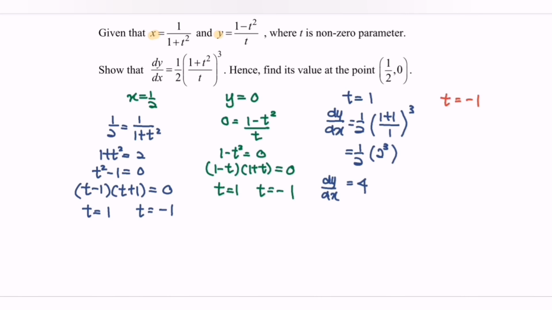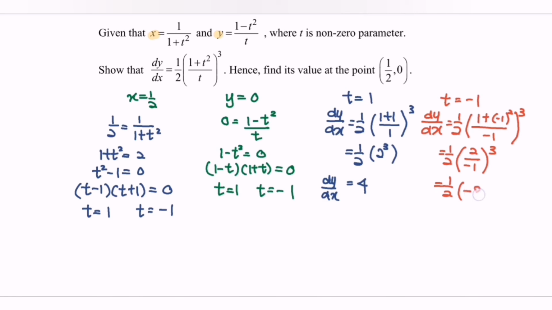For the case where t is equal to negative 1, the first derivative will be 1 over 2 times (1 plus (negative 1) squared) over (negative 1) to the power of 3. So we will have 1 over 2 times 2 over negative 1 to the power of 3, which is 1 over 2 times negative 8. So finally, the first derivative value will be equal to negative 4 if t is equal to negative 1.